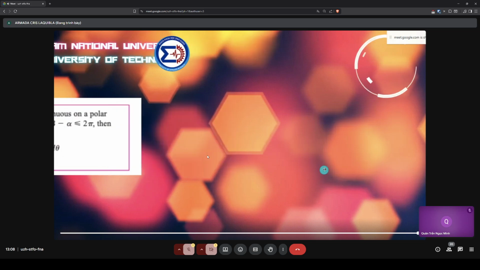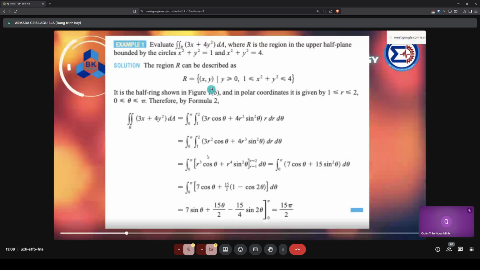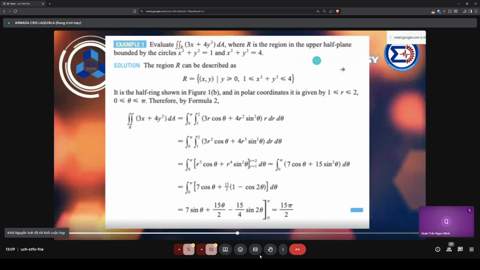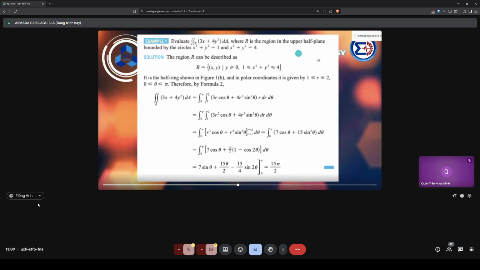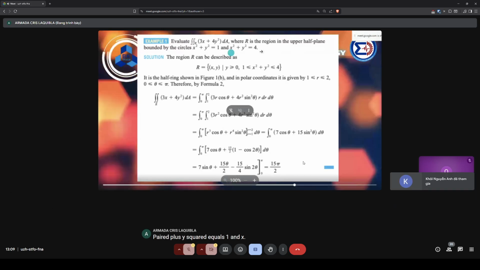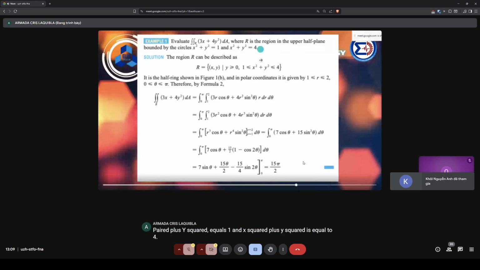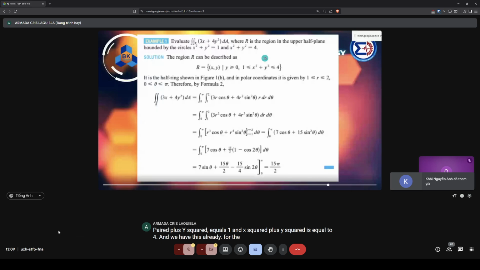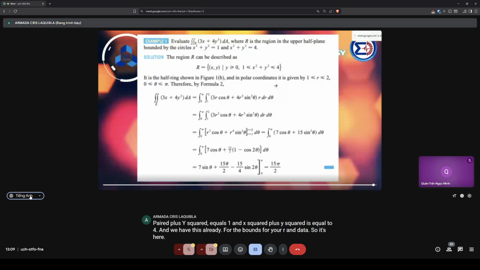So we have this as an example. Evaluate the double integral of 3x plus 4y squared dA, where R is the region in the upper half plane bounded by the circles x squared plus y squared equals 1 and x squared plus y squared is equal to 4. And we have this already for the bounds for your r and theta.